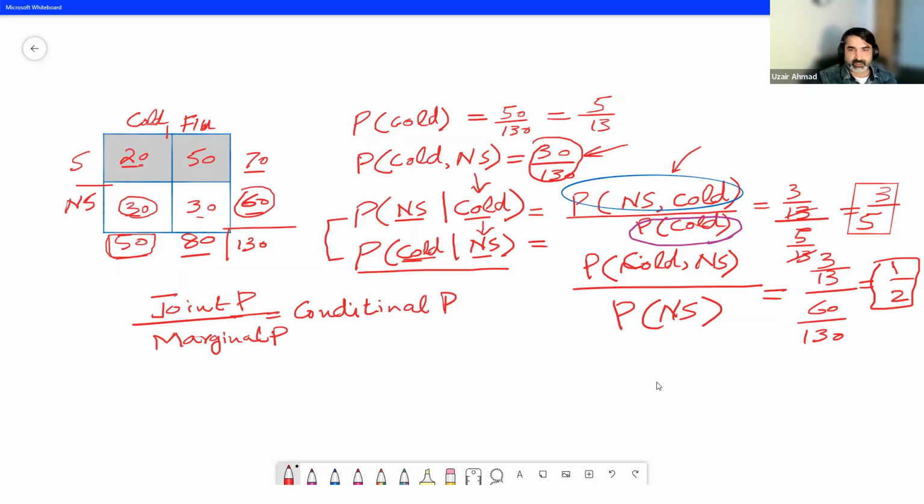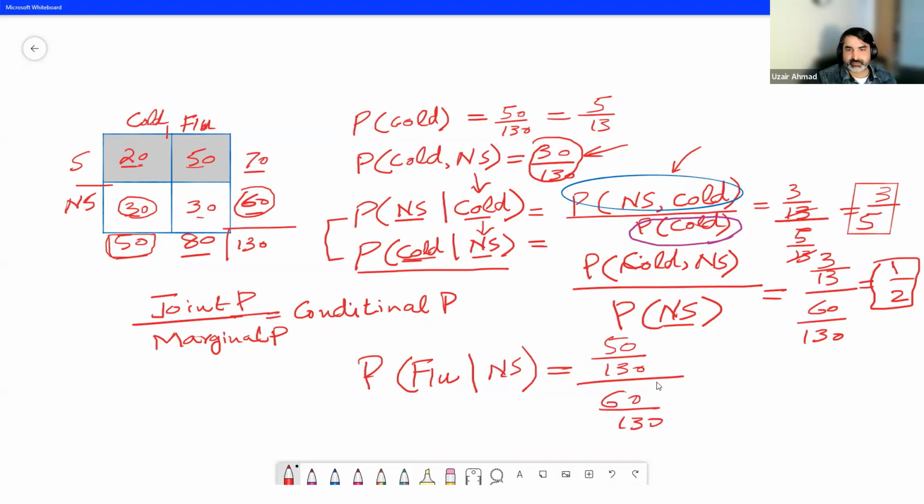So we can now go to the next question, maybe. What is the probability that the person has flu, given that the person is not sneezing? So we will again do the joint probability for having flu, which is 50 over 130, divided by the probability of not sneezing, which is 60 by 130. So 5 by 6. So now we have two probabilities in question.